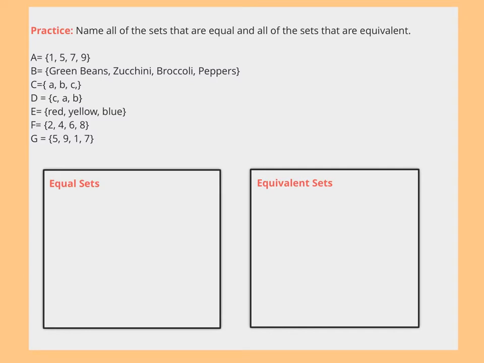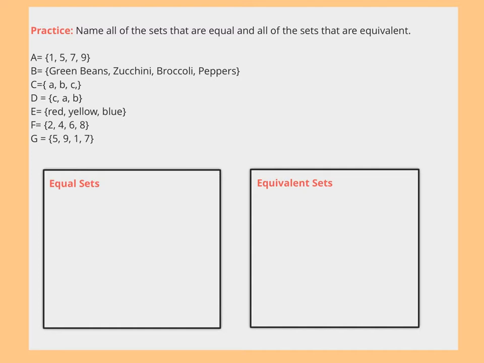So we're going to take a look at a variety of sets and try to apply the definitions. In this practice, we want to name all the sets that are equal and all the sets that are equivalent. So if we first look at equal sets, we want to find sets that are absolutely the same.